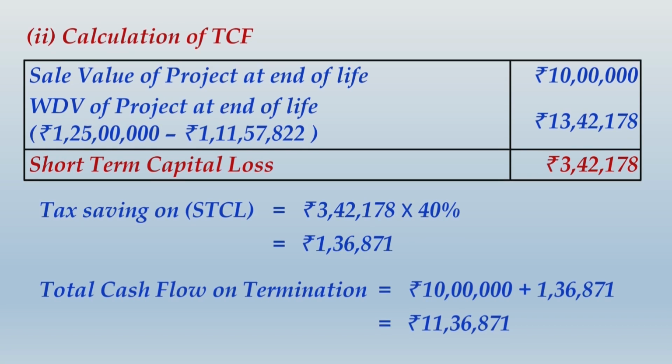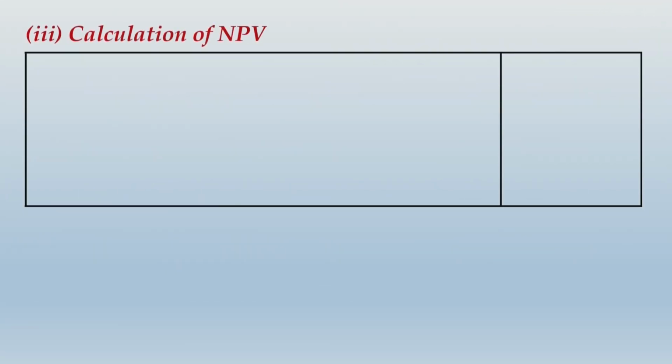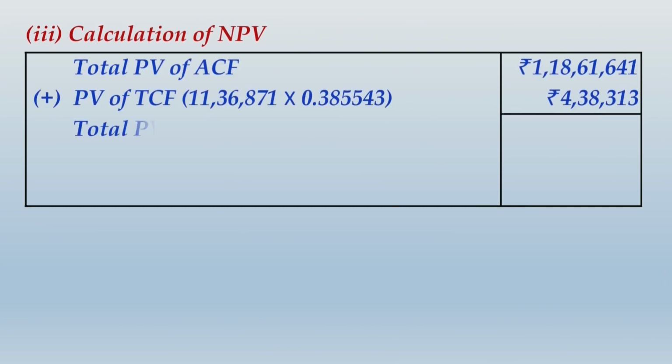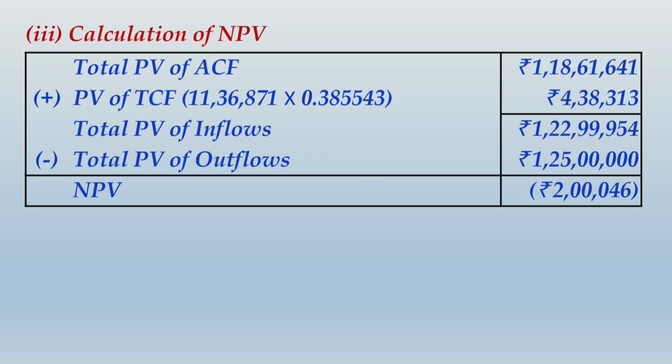And friends, once you are done with this, let us write up the last part of our calculation, that is the calculation of net present value. It will be the same thing, only the figures will be a little different. So this time the total PV of inflow is coming to 1,22,99,954, and when you subtract the total PV of outflows, what you get is a net present value of 200,046, that is 2,46,000 negative. So please write up this last part, and that will be the end of the solution.